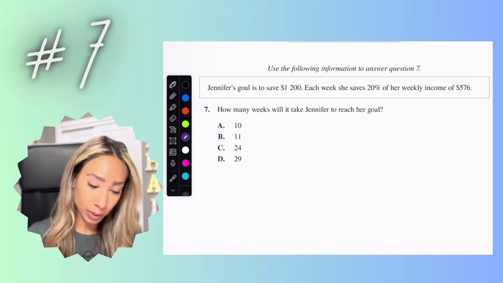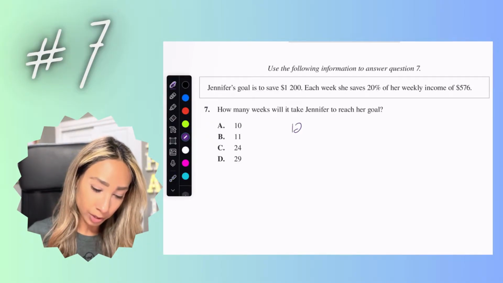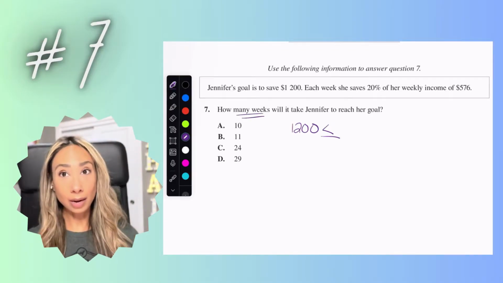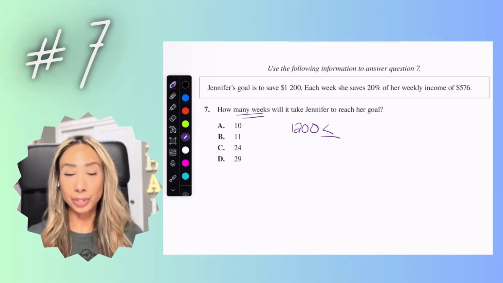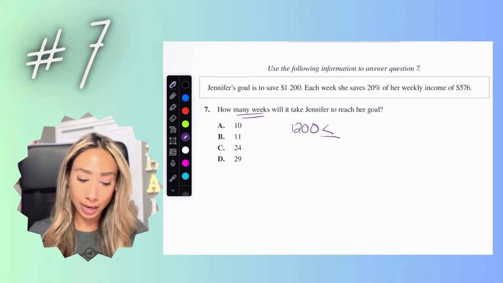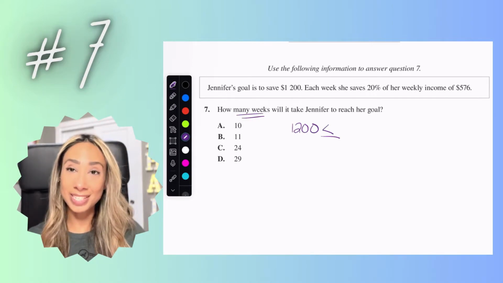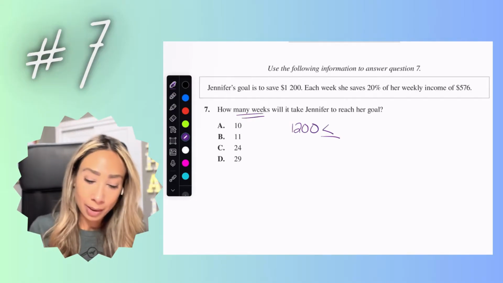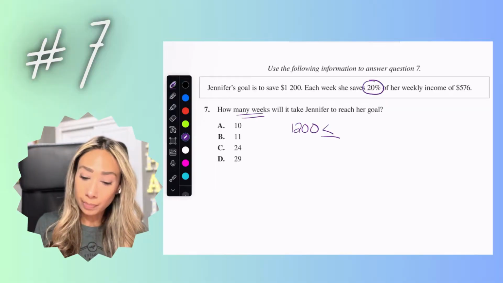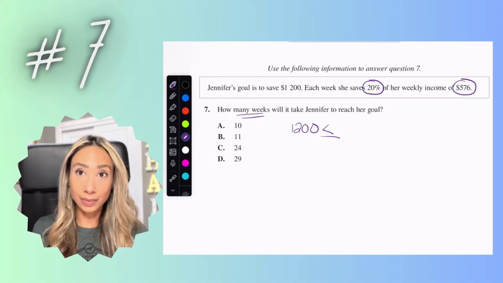So that means we can write it like this. We can say it's $1,200, and our goal is to figure out how many weeks. So we're looking for a number where she could get to $1,200. The next thing we need to do is look at the numbers they gave us with how much she's saving and what her income is. So she's saving 20%, and her income every week is $576.